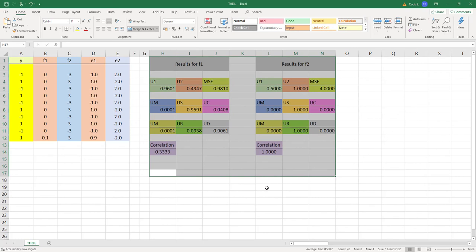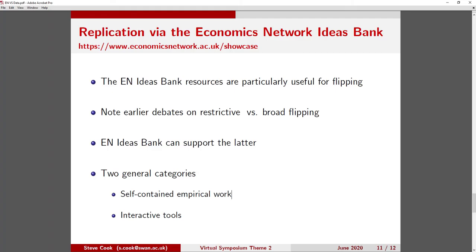So these are just a couple of examples of what's available. As I say, I find these particularly useful for flipping because with these interactive tools in particular, students can be left to experiment and consider different issues in relation to the topics you're covering rather than being restricted to a particular form of analysis or understanding.